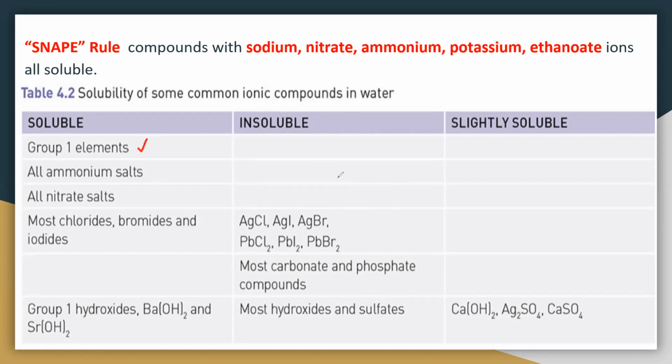If the question was asking which of the following will form a precipitate, and we gave you, for example, silver bromide, you can see silver bromide is in the insoluble column. So you would say, yes, silver bromide would form a precipitate. If we gave you a carbonate compound, like let's say magnesium carbonate, that would be an example of an insoluble compound. So that's basically what we're talking about.